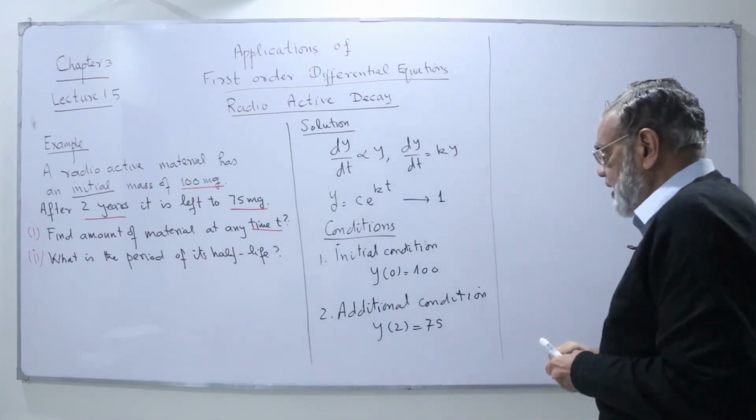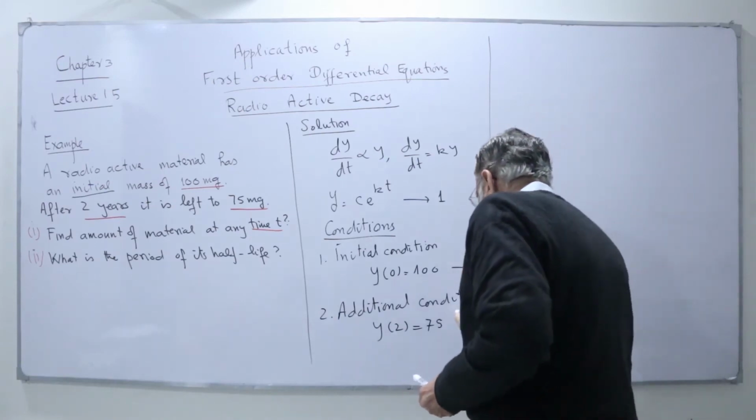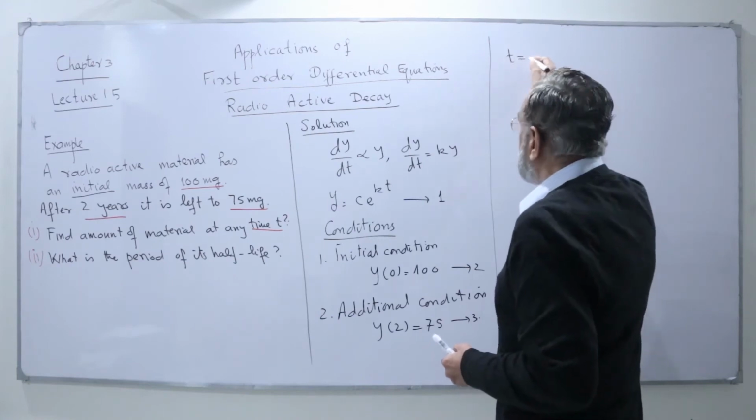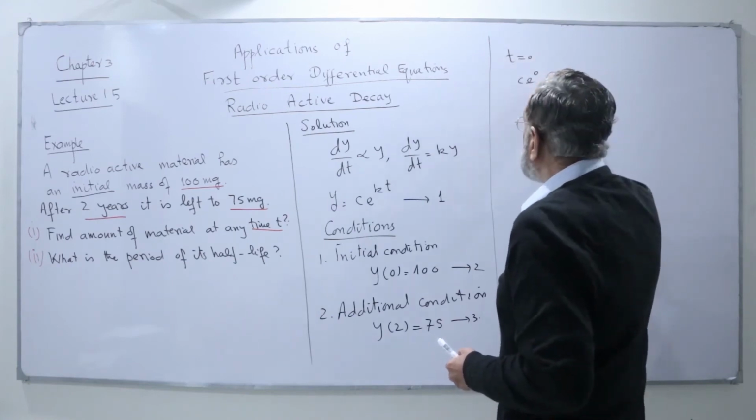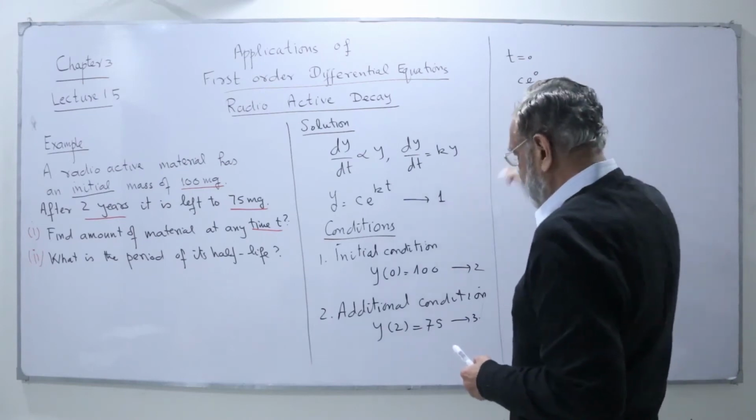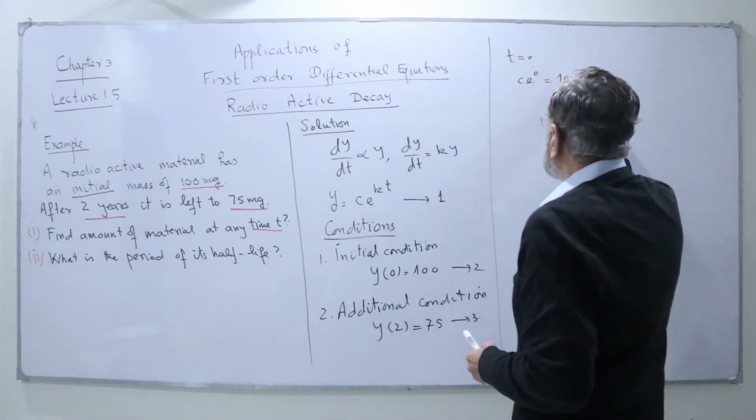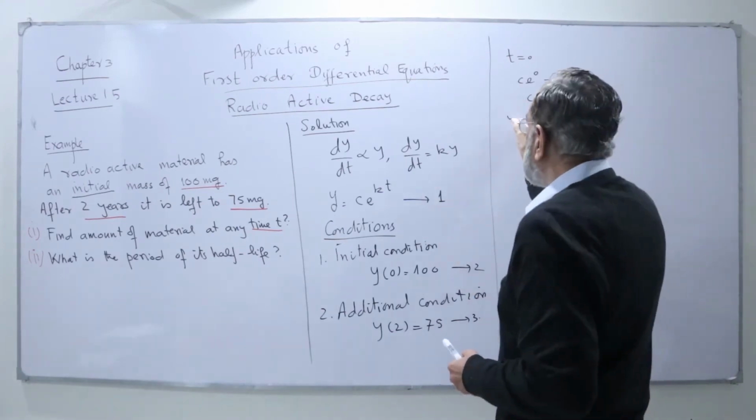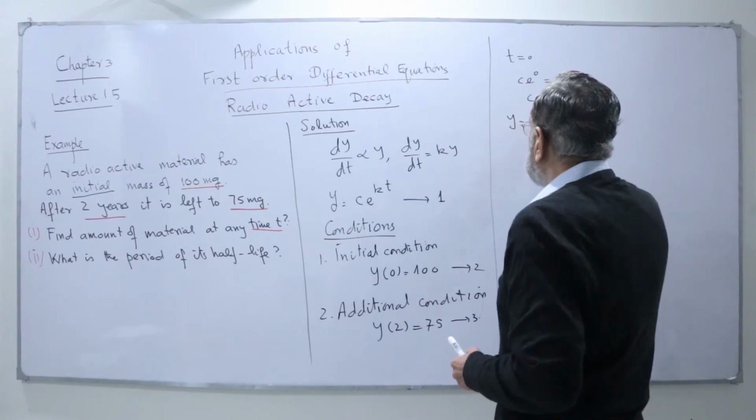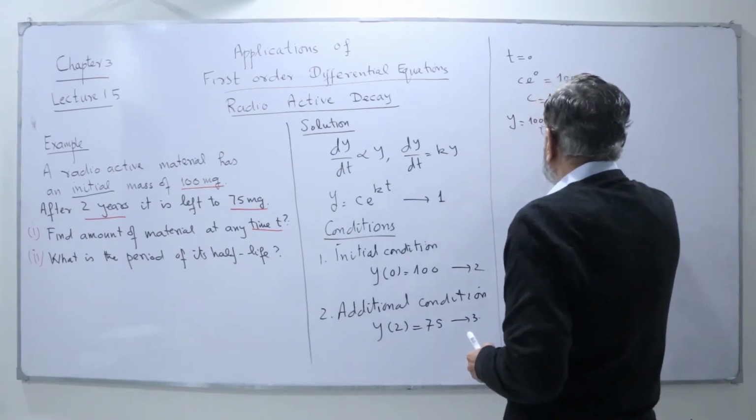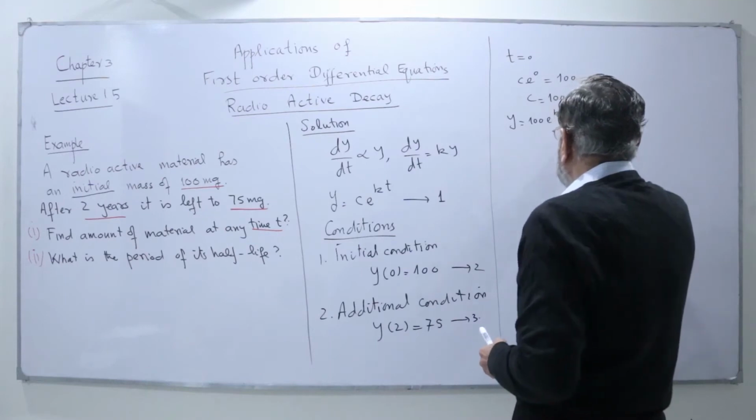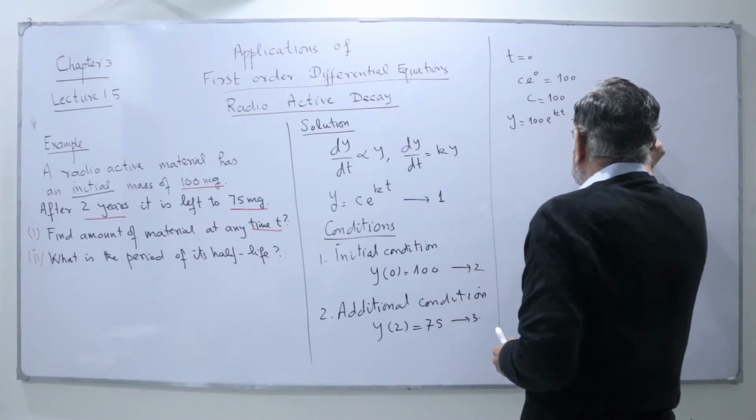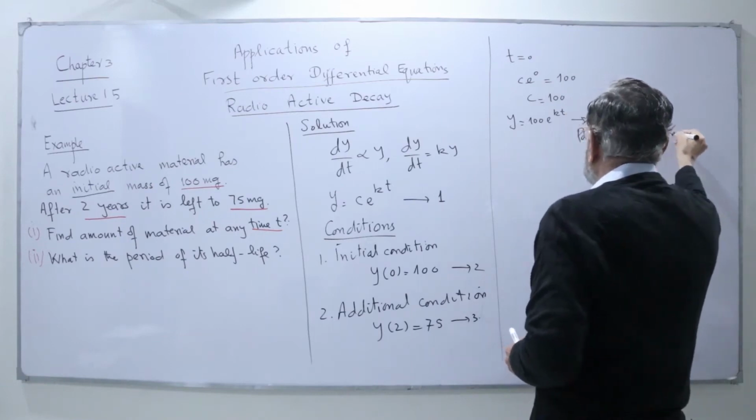First, I take condition 1. I take equation 2, with t = 0. We get c e^0 = y. When t = 0, y is equal to 100, so we get the value of c is equal to 100. We substitute the value of c in equation 1 and get y = 100 e^(kt). This is number 4, and this is my particular solution, because now this solution does not have the arbitrary constant.